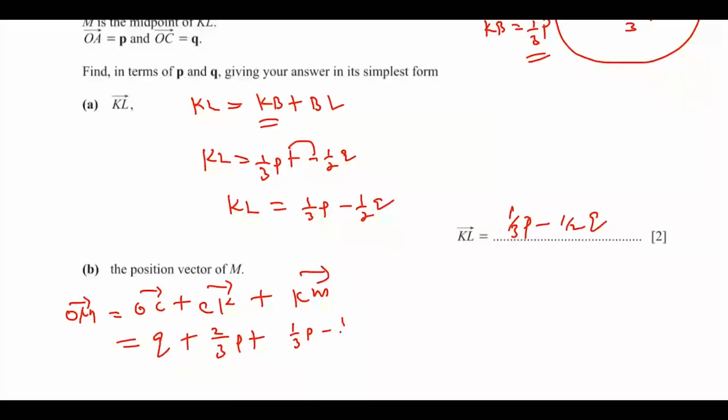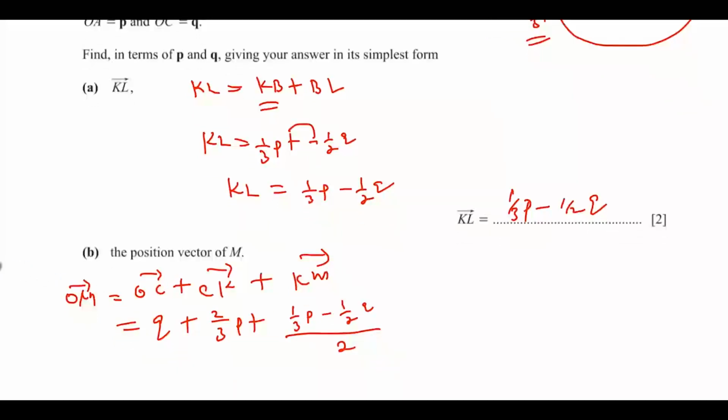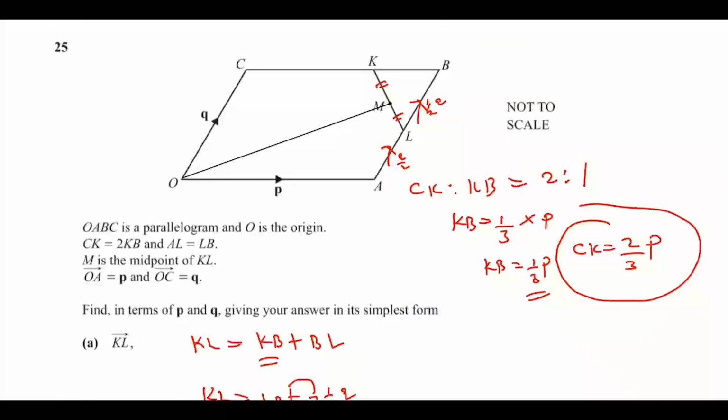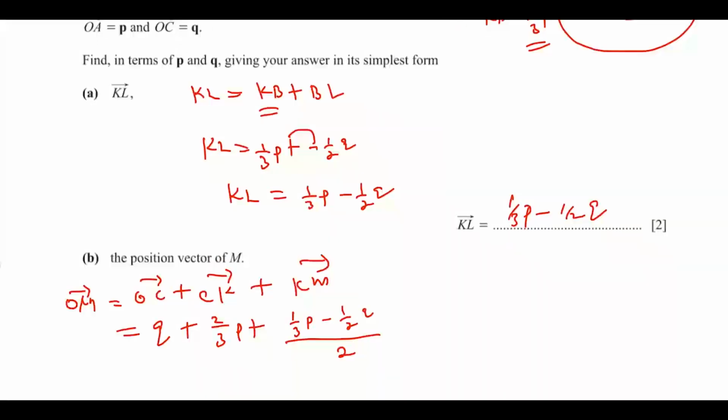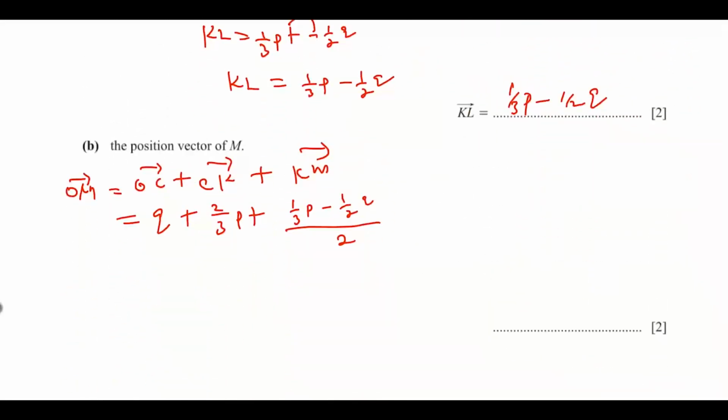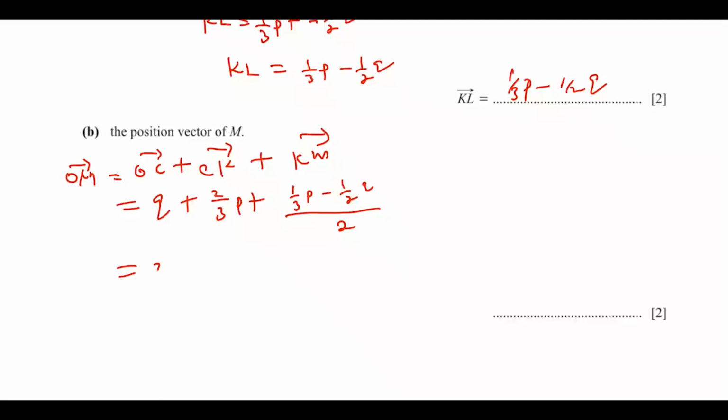Since I have my KL here, KM will be half of it, so I can say 1/3 P minus 1/2 Q, divided by 2. That will be the value of KM as well as ML. So this will be Q plus 2/3 P plus, here you are dividing by 3 and dividing by 2 again, so that means you are dividing by 6. It will be 1/6 P, so that's just the shortcut, minus, here you are dividing by 2 and dividing by 2 again, so that means you are dividing by 4.